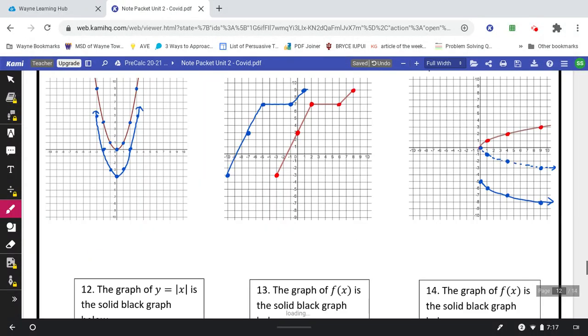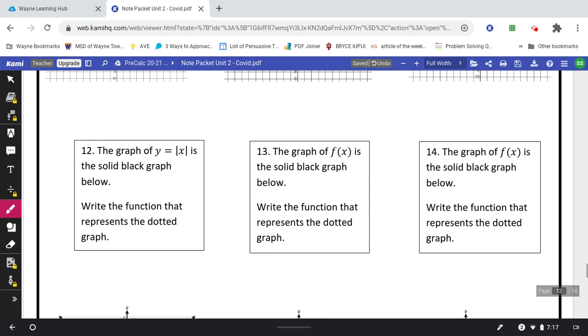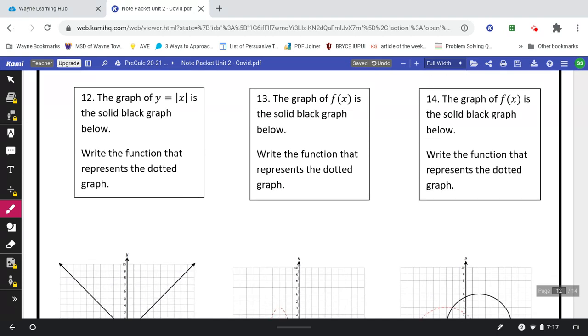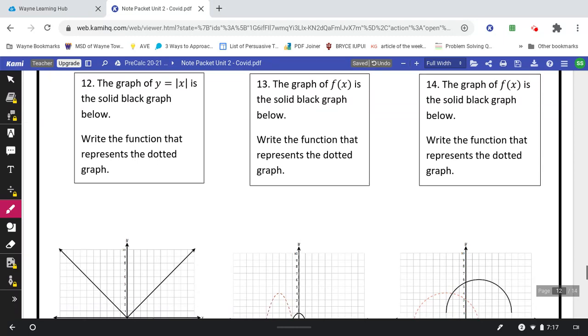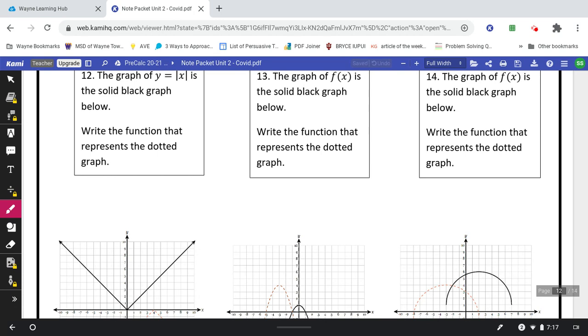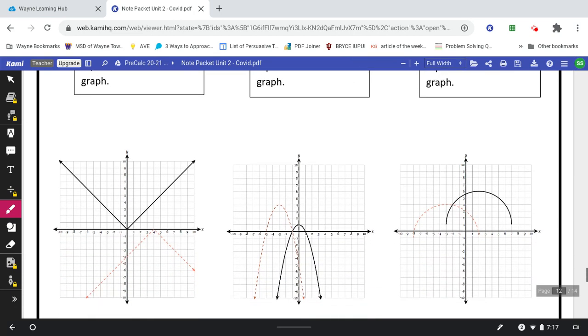All right, the last type of problem we are going to do is we're going to try to identify and write the function. Problem number 12 says the graph of y equals absolute value of x is the solid black graph below. And they want us to write the function that represents the dotted graph. So we're going to try to figure out how the black graph is related to that dashed red line.